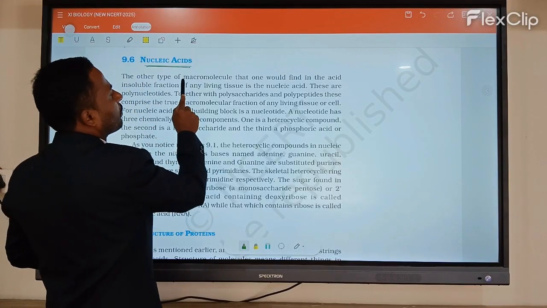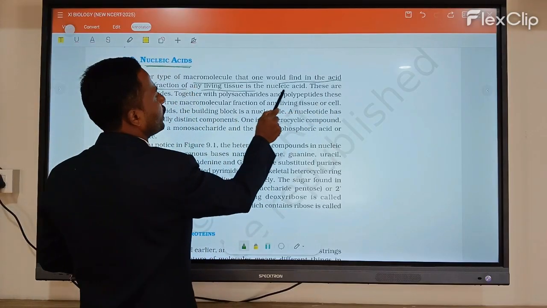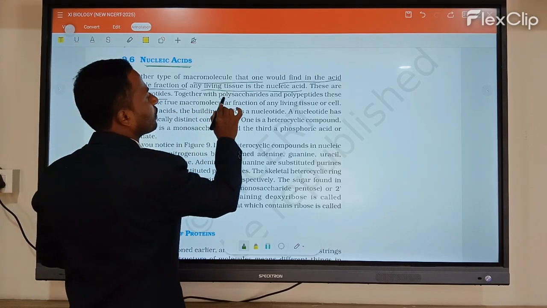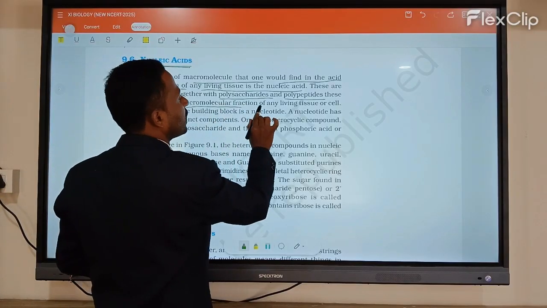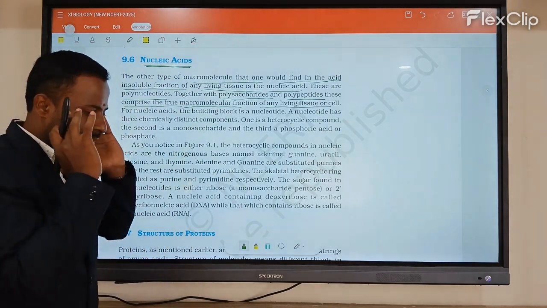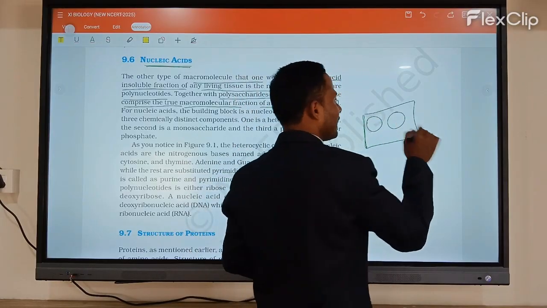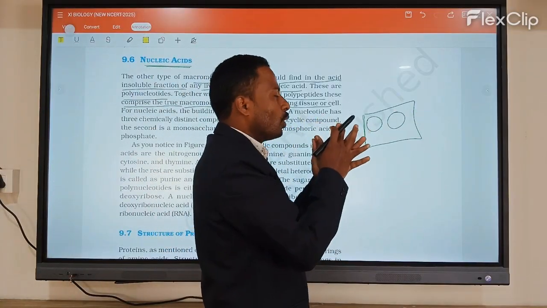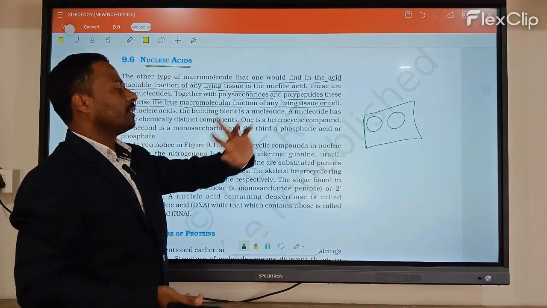The other type of macromolecule is found in the acid soluble fraction of living tissue. In living tissue, the insoluble fraction is called nucleic acid. These are polynucleotides, together with polysaccharides and polypeptides. These comprise the true macromolecular fraction of the living tissue or cell. So you take one particular living tissue; it has polysaccharides as well as polypeptides present. These two together form one macromolecular fraction present in the living tissue or cell.